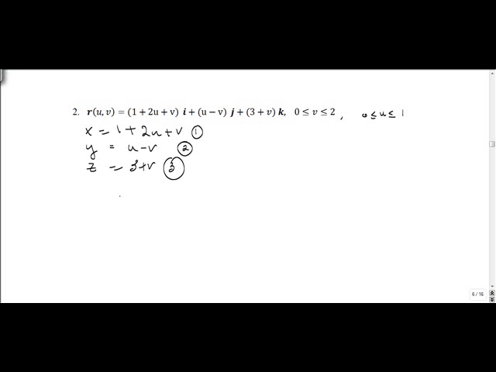Okay, now we want to identify the surface. We want to eliminate the parameters, u and v. So just imagine we are solving these three equations. I would first eliminate an easy one. I can eliminate v very easily by adding pairs of equations. If I add 1 and 2, I eliminate v and get x plus y equals 3u plus 1. And if I add 2 and 3, I can also eliminate v: y plus z equals u plus 3, right?